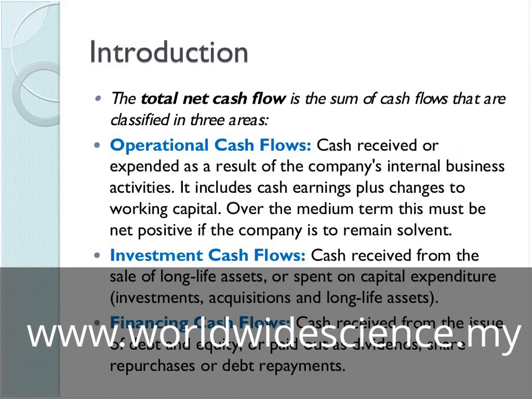The total net cash flow is a sum of cash flows that are classified in 3 areas. So we can get cash from 3 kinds of areas. First is operational cash flows, which is the cash received or expended as a result of the company's internal business activities. It includes cash earnings plus changes to working capital. Over the medium term, this must be net positive if the company is to remain solvent. So operational cash flows show the cash flows from our main businesses.